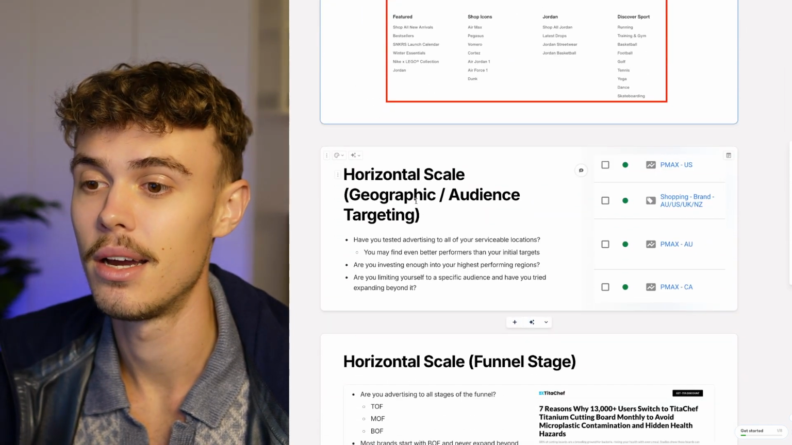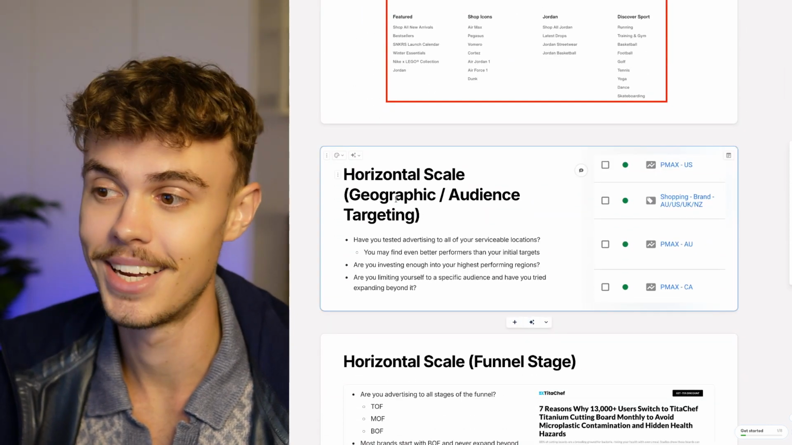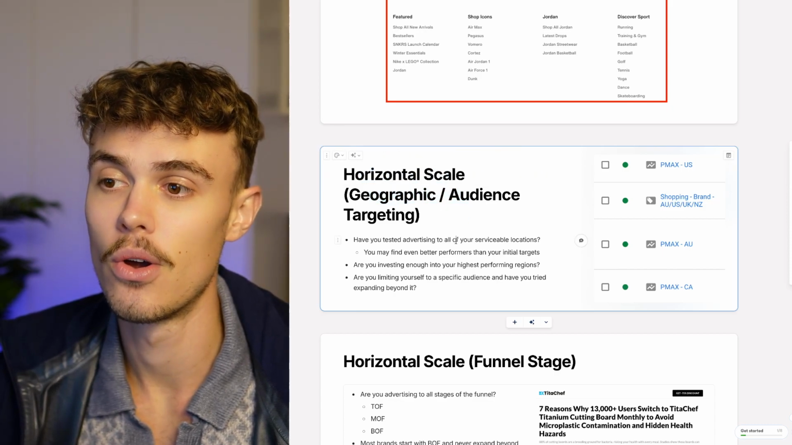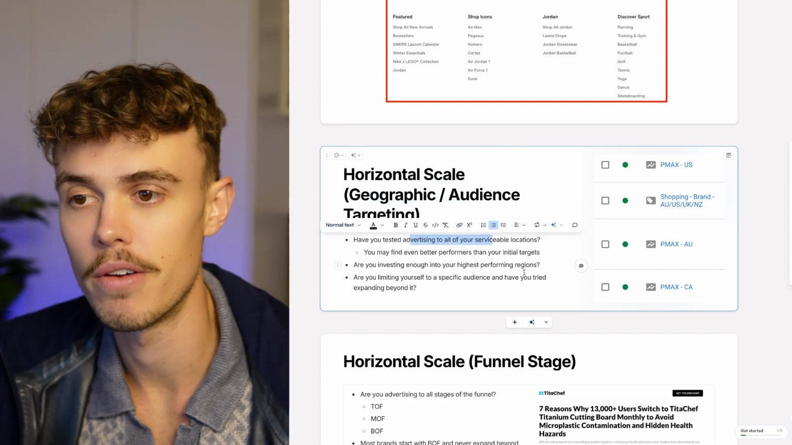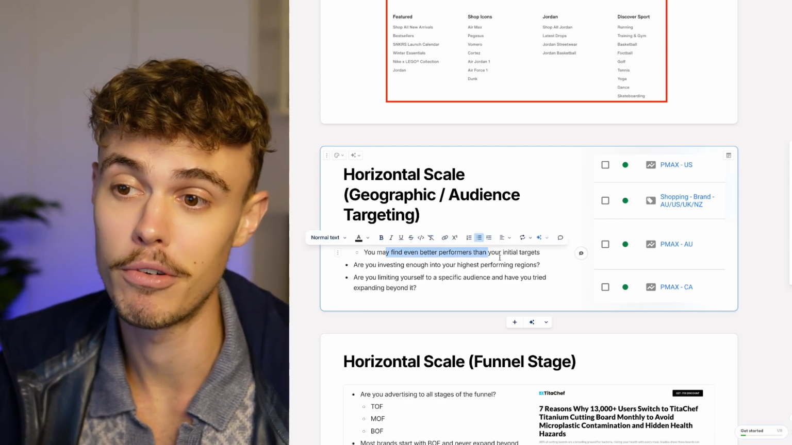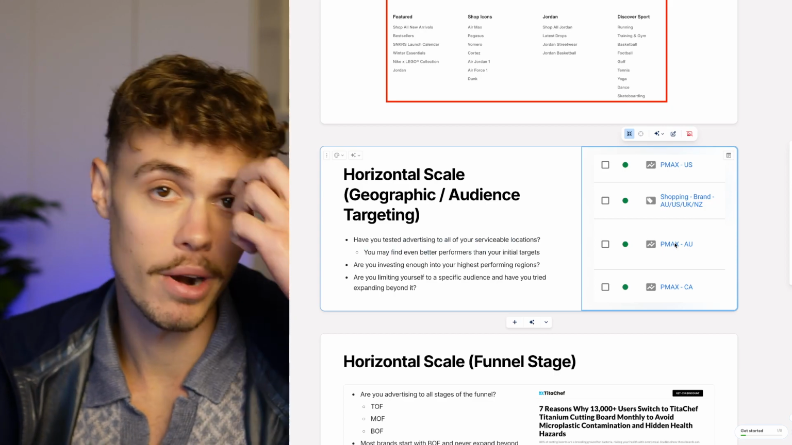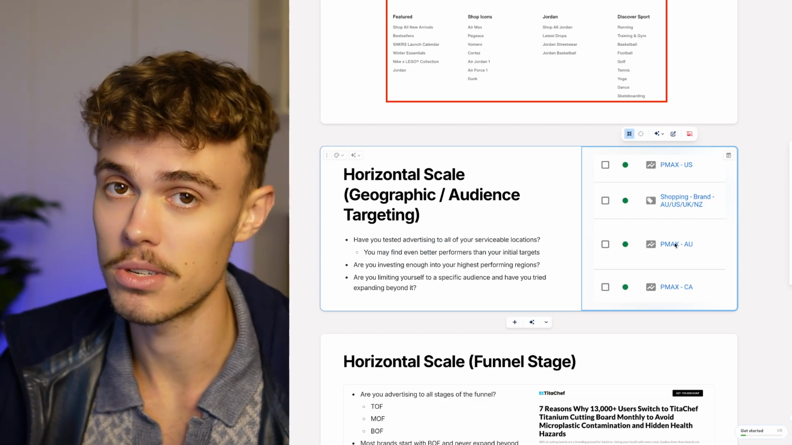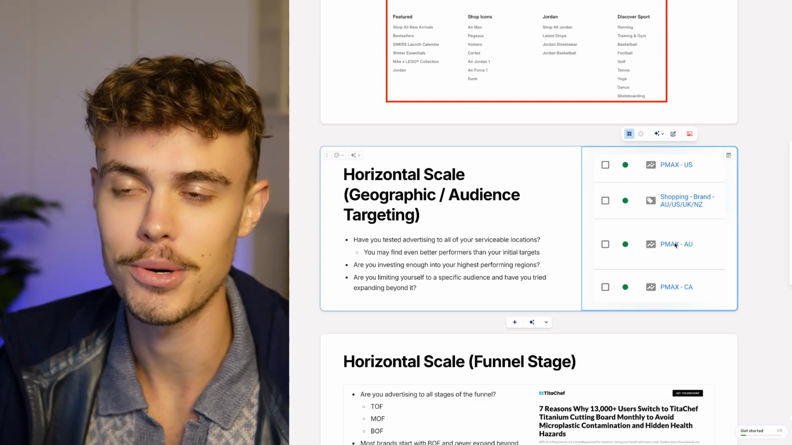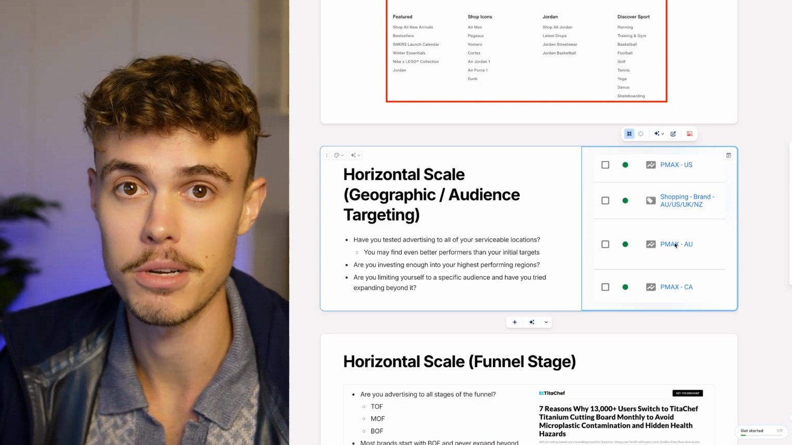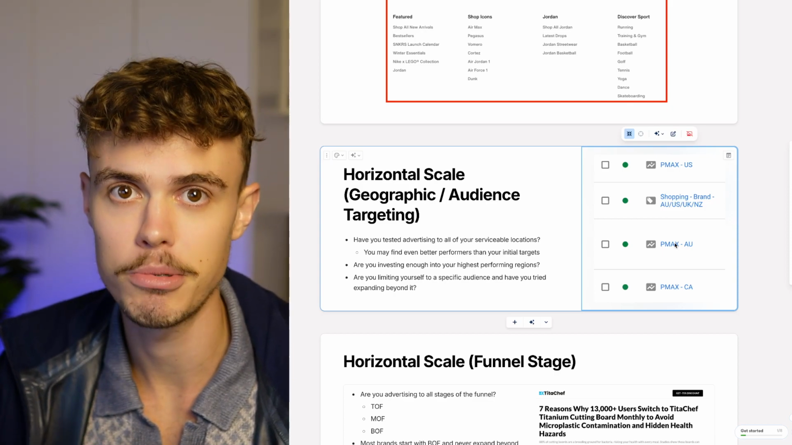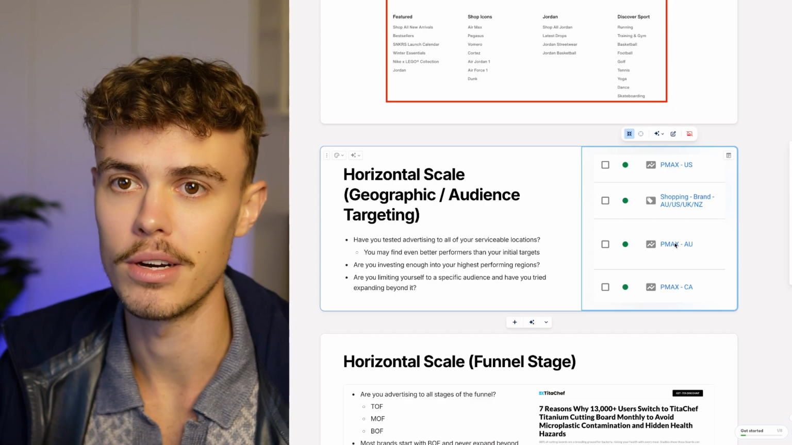And then finally, not finally actually, second to last, we have a horizontal scale with geographic and audience targeting. So have you tested advertising to all of your serviceable locations? This is another one where you may actually find even better performers than your initial targets. I know a lot of brands that start in the US because they're a US based brand, and they just forget that they can advertise to other countries, right? They'll advertise to the US for months and months and months and not even try introducing it in other countries that they can ship to with quick shipping, with good delivery, things like that.